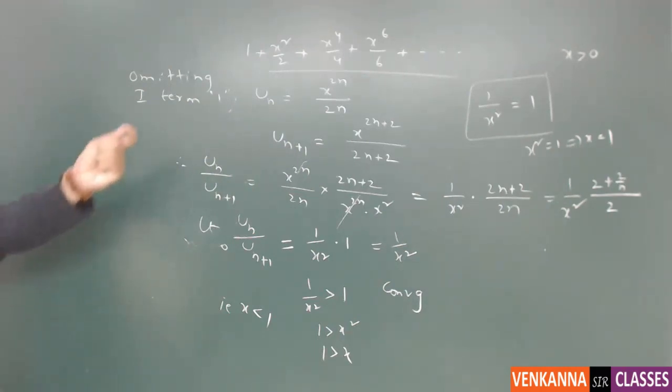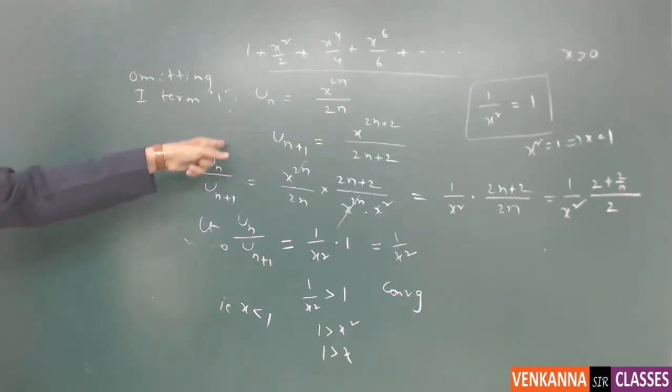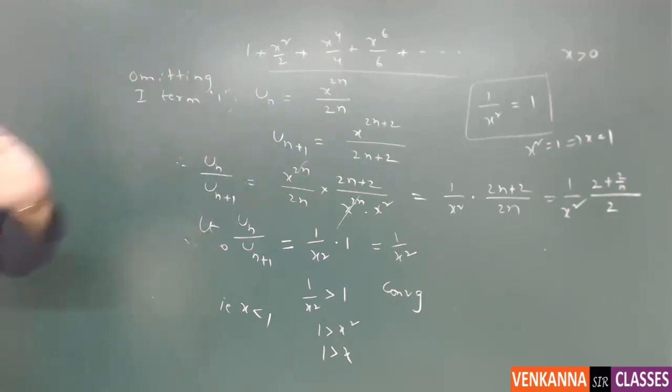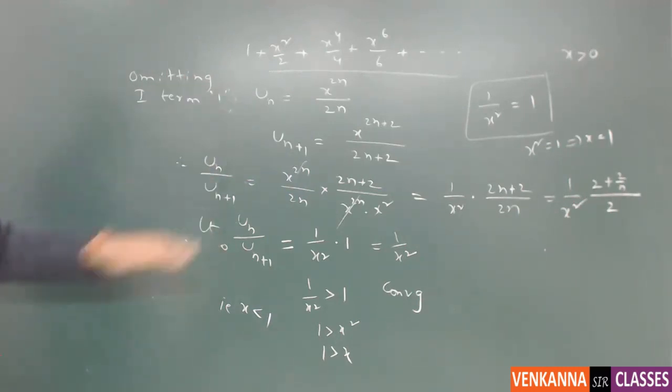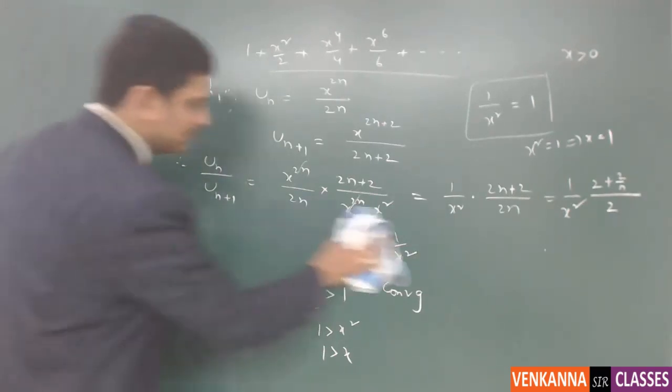Now what happens to decide the nature of the series at x equal to 1? We are going to substitute x equal to 1 and we will verify whether it is going to become convergent or not. Let us do that. So can I erase this? Fine. So I will make space for the last part.